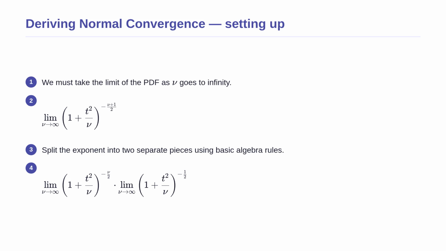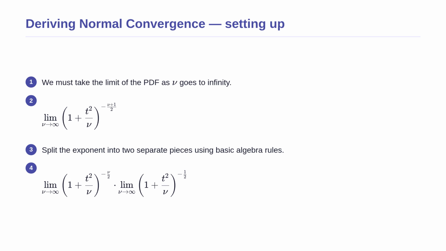Now that we have seen the formula, let us prove mathematically that it turns into the normal distribution. We must take the limit of the PDF as the degrees of freedom, nu, goes to infinity. To do this, we will first focus on the variable part of the equation at the end.